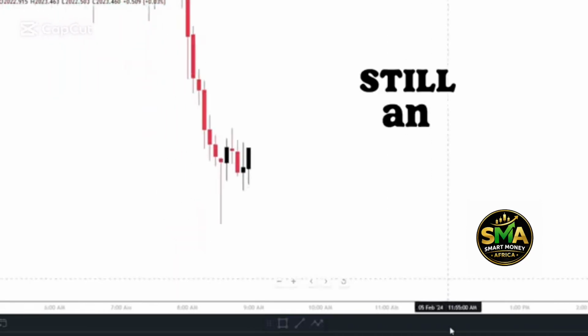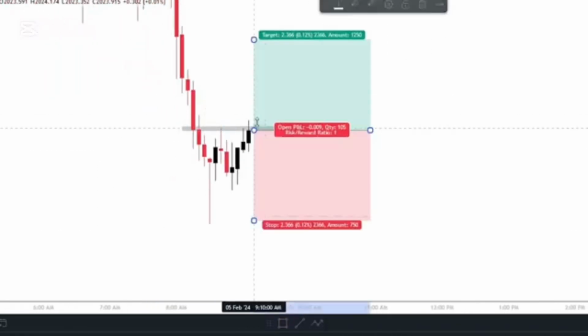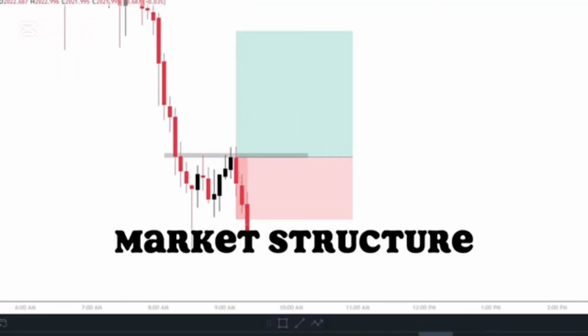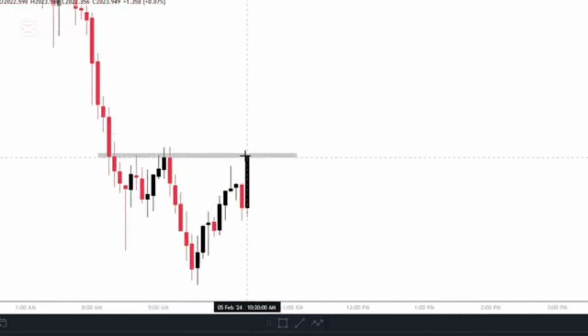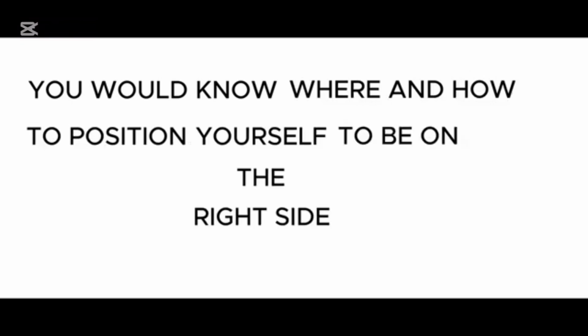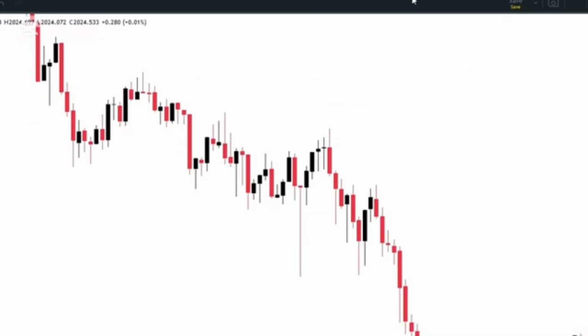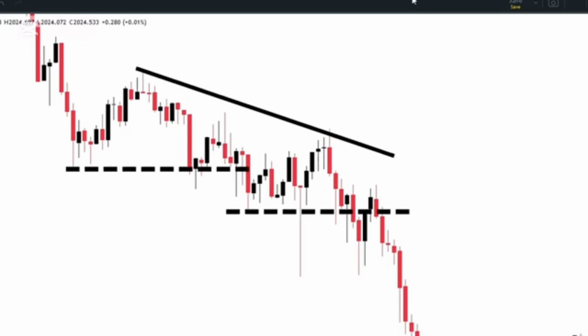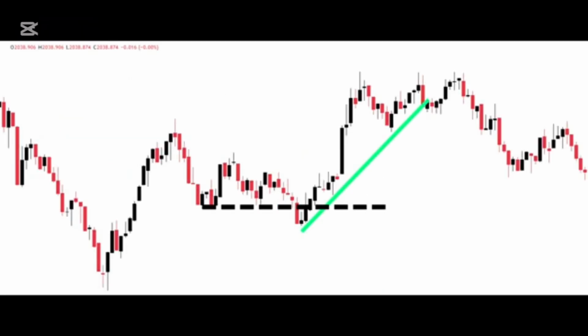If you are still an unprofitable trader, it is probably because you don't have a clear understanding of the market structure. If you truly understood the market structure, you would know where and how to position yourself to be on the right side of the market more often. This video will hopefully help you recognize certain patterns the market prints, and how to use them to your advantage.